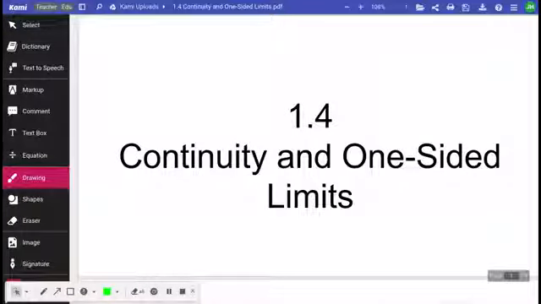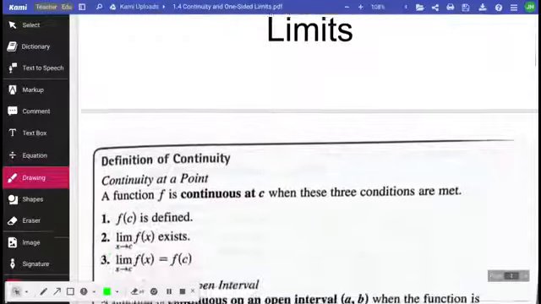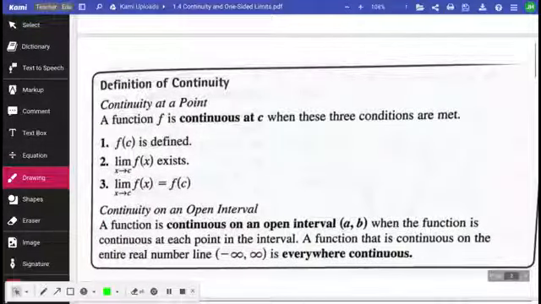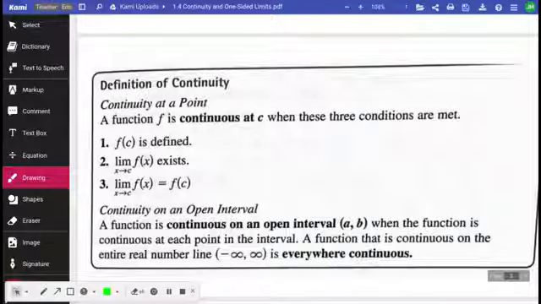Okay, section 4, last section for the week. We are doing 1.4, continuity and one-sided limits. Okay, here is a definition of continuity out of your textbook. All these definitions and theorems are out of your textbook, so they can be kind of useful. We're talking about continuity at a single location, at a point.